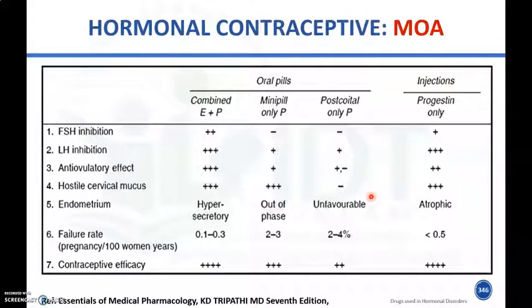So this is the mechanism of injectable contraceptives. It will inhibit FSH release, inhibit luteinizing hormone, produce anti-ovulatory effects, and make the cervical mucus thick, which prevents sperm penetration. The contraceptive efficacy is the same as that of the combined pill. But the limitation is that we have to inject, and some pain will be there. So that is the limitation.